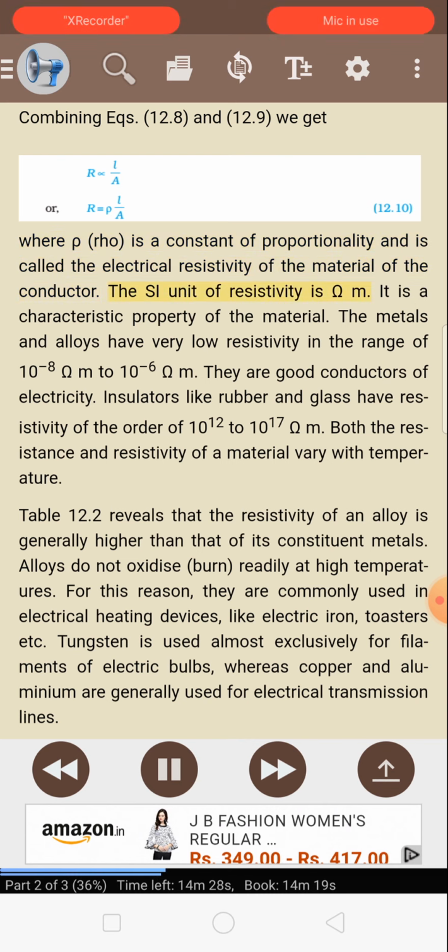The SI unit of resistivity is ohm meter. It is a characteristic property of the material. The metals and alloys have very low resistivity in the range of 10^-8 ohm m to 10^-6 ohm m. They are good conductors of electricity. Insulators like rubber and glass have resistivity of the order of 10^12 to 10^17 ohm m. Both the resistance and resistivity of a material vary with temperature.